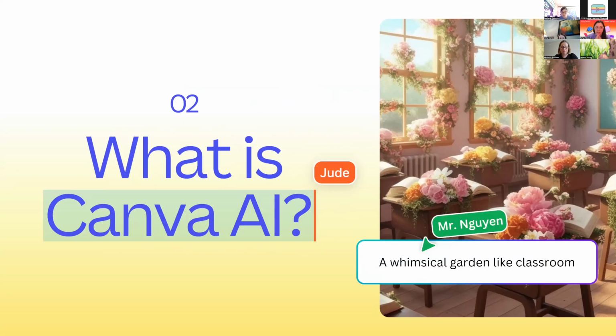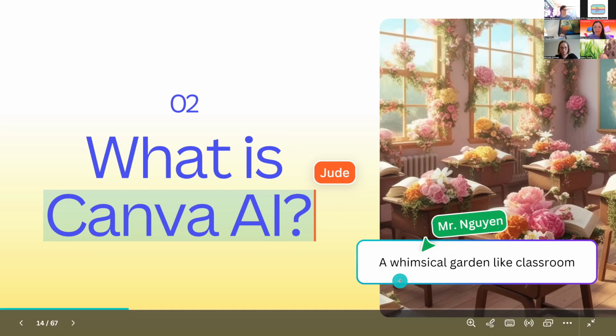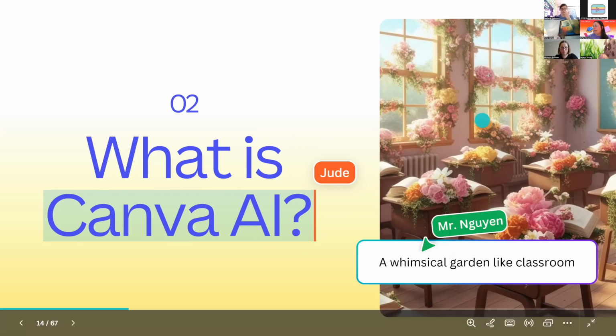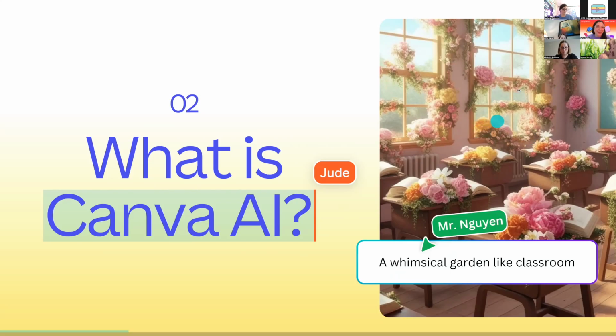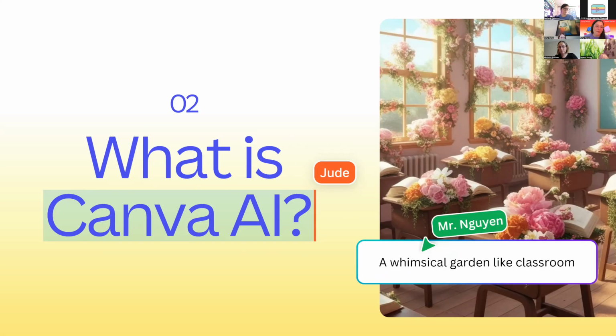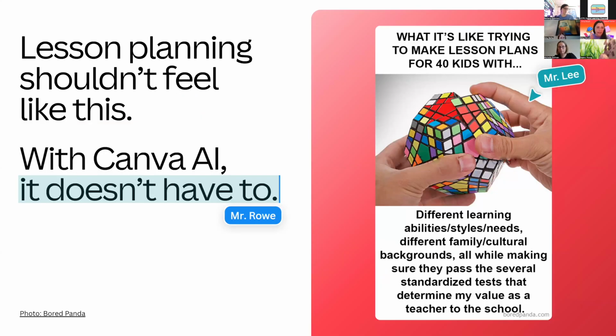Let's dive in really quickly to preview Canva AI, and then we're going to get in and spend the entire rest of the time playing and creating together. So, some of you mentioned when I asked, have you all used any of Canva's AI features? A lot of you mentioned potentially using Canva to generate images. So you can see this example here, a whimsical garden-like classroom, and then Canva could hypothetically come up with that AI-generated image for you.